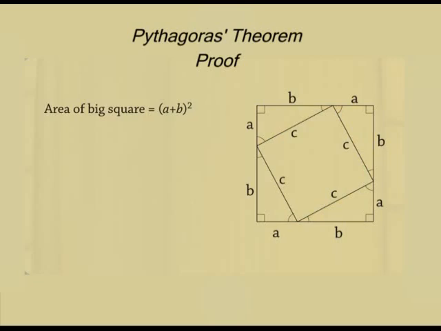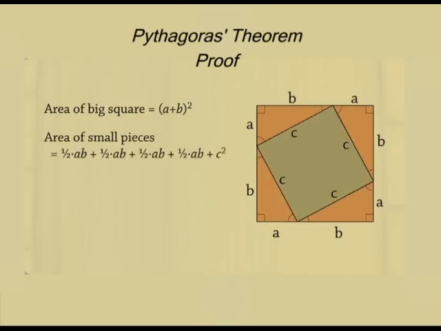So if we add up the area of the 4 triangles and the small square, we get a half A times B plus a half A times B plus a half A times B plus a half A times B plus C squared. Collecting the like terms, this is equal to 2AB plus C squared. Right. Now, we computed the area of this square in 2 different ways, and both ways should give us the same answer because they measure the size of the same square. And so (A plus B) squared should be equal to 2AB plus C squared.